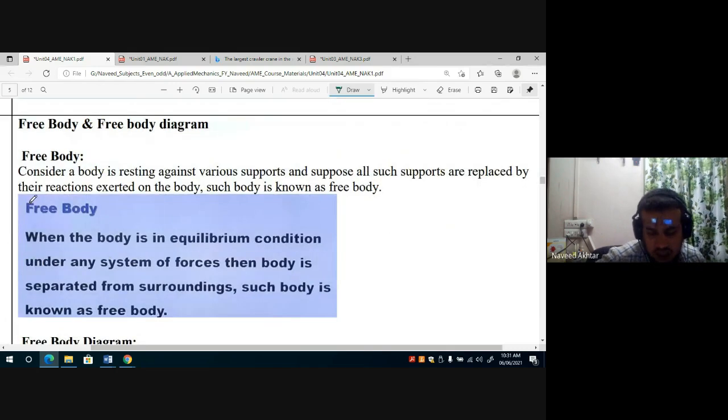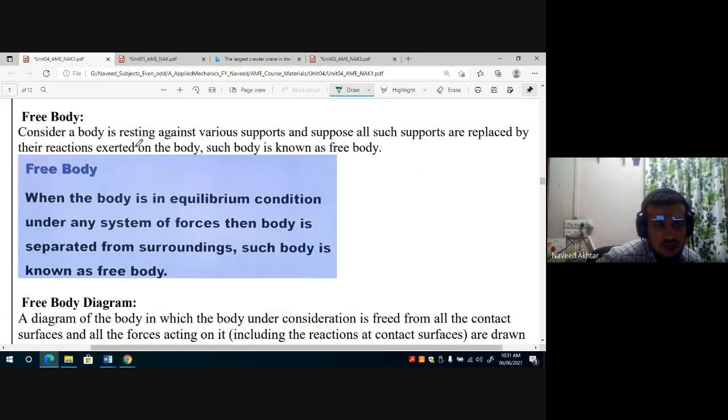Now we will see what is the free body and the free body diagram. Okay, what is the free body? A free body is considered as a body resting against various supports, and suppose all such supports are replaced by their action exerted on the body, such a body is known as a free body.